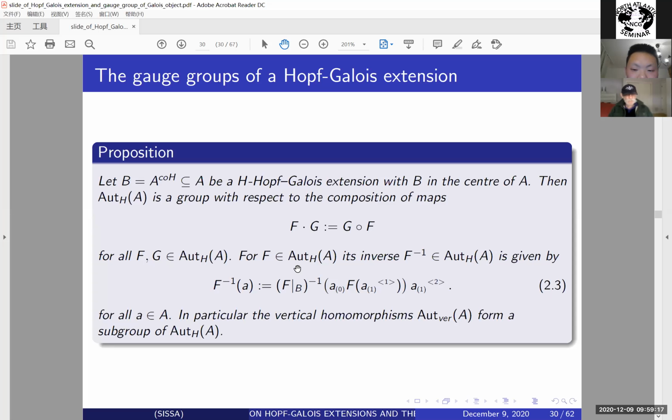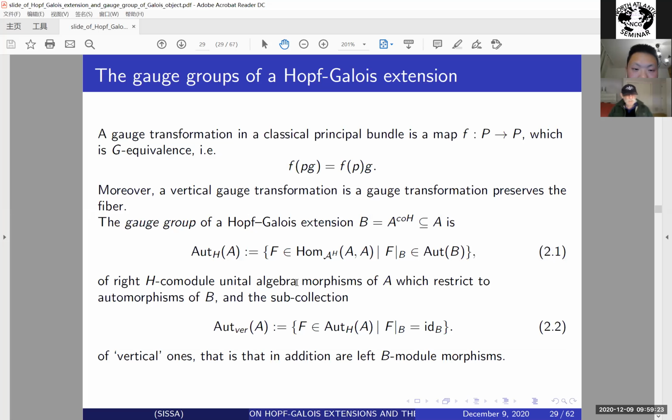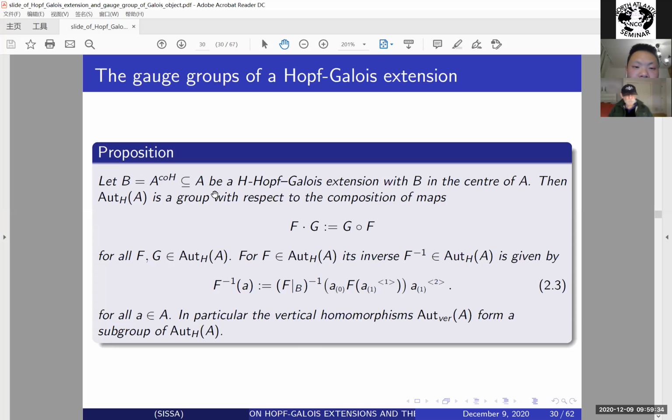Okay. And since it's bijective, I can make an inverse, and everything is going to be preserved. I don't question the later things, but no, this F is not automatically bijective. It's just an algebra homomorphism. And if B belongs to the center, then it has an inverse.